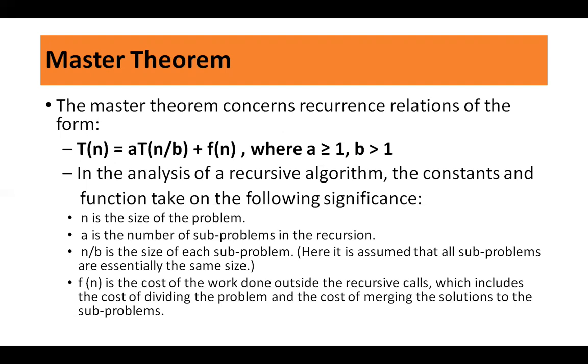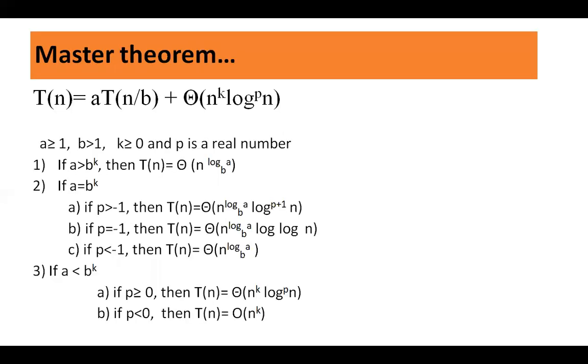And f(n) is the cost of work done outside the recursive calls, which includes the cost of dividing the problem and the cost of merging the solutions to the subproblems. Basically, our recursive algorithms are divide and conquer algorithms. A problem is given, you divide it into subproblems, get the solutions, and keep on merging those solutions to get the final solution. So let us look at the master theorem in detail.